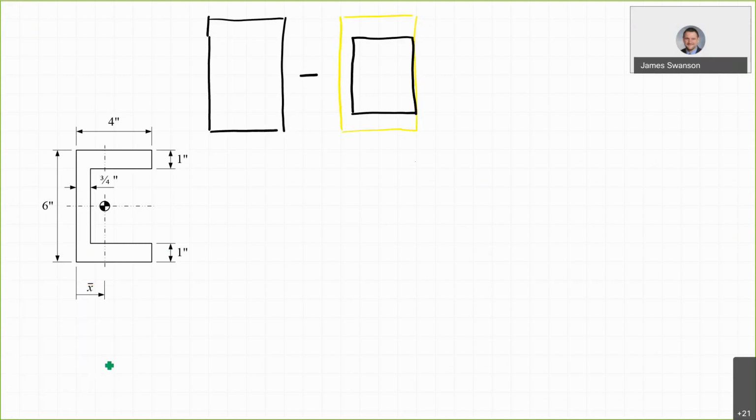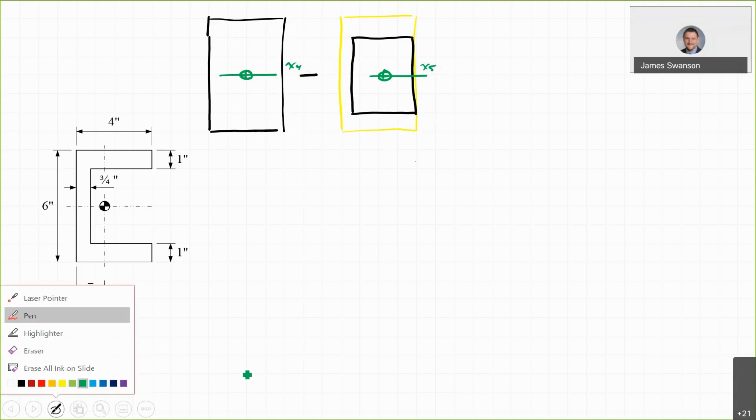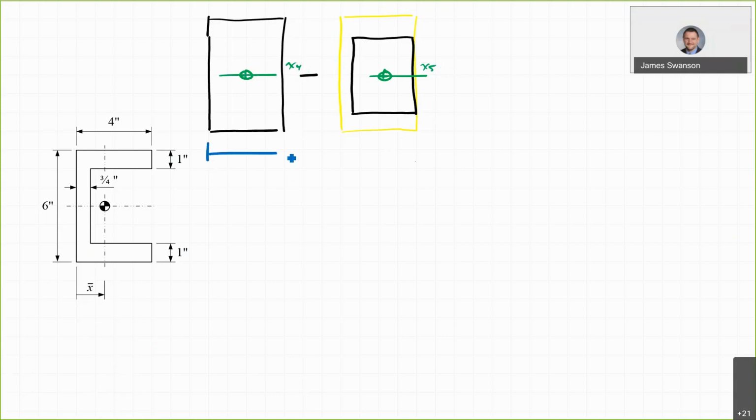Now, if I take a look at this, this is the centroid of this shape over here. This is the centroid of this shape over here. So if we call that the little x4 axis, and this is the little x5 axis. If I take the moments of inertia of those two sections, then I can subtract those directly from each other because those two axes are parallel and they're coincident. So I don't necessarily have to use the parallel axis theorem for that. So this dimension here is 4. This dimension is 6. This dimension here is 3.25. And this dimension here is 4 inches.